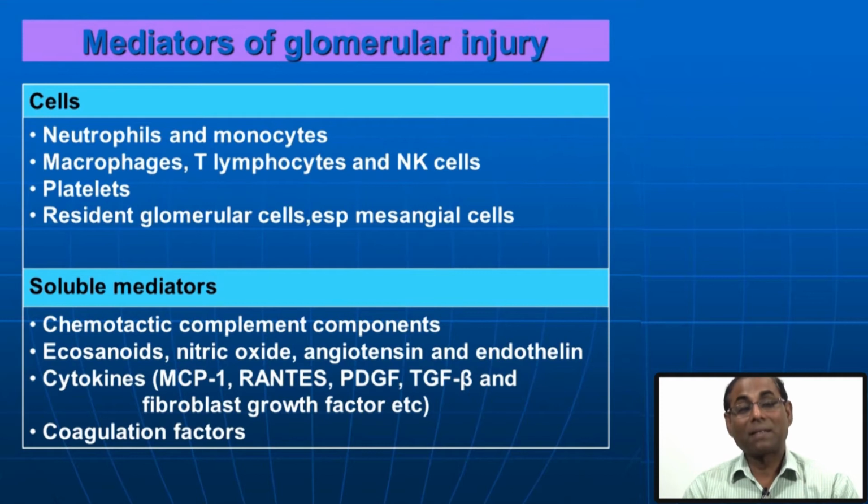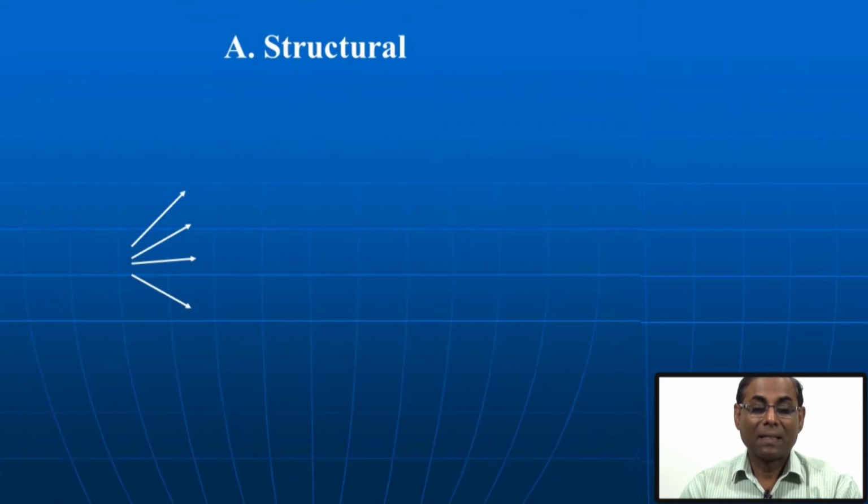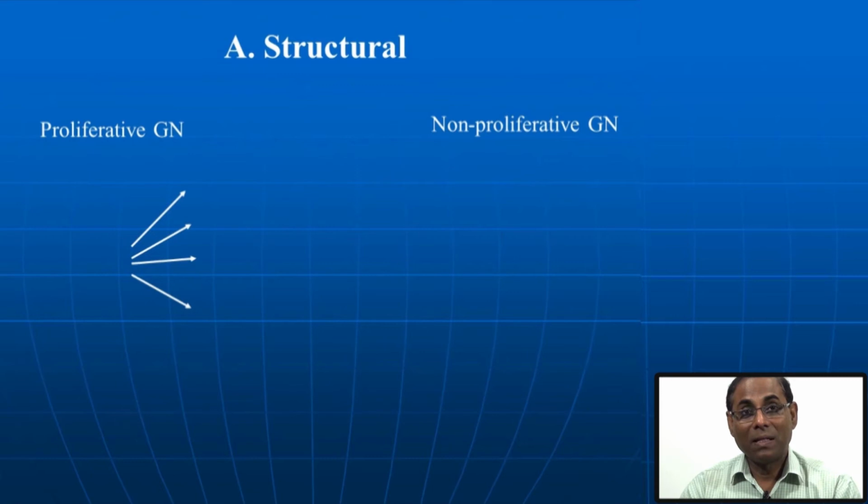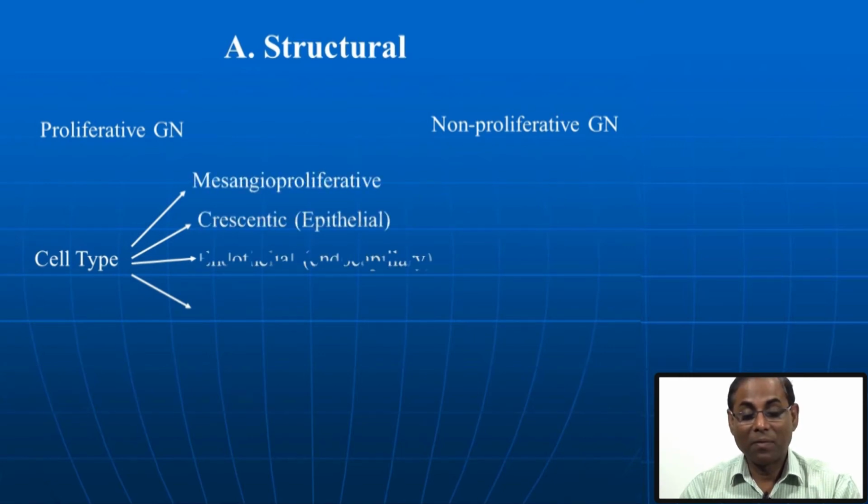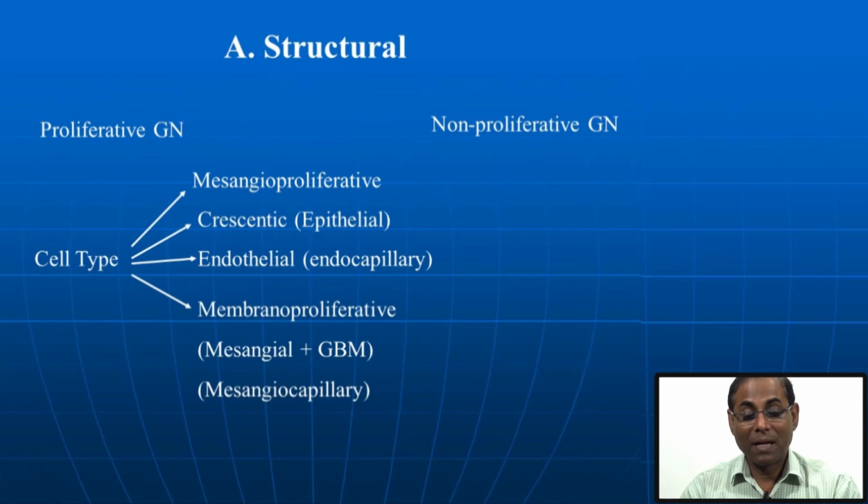Similarly, coagulation factors can be activated in pro-inflammatory conditions, and that can cause glomerular injury. Now, with this, let us come to the next phase, proliferative glomerulonephritis. As I mentioned in the introduction, you can classify proliferative glomerulonephritis according to cell types. So, there is mesangial proliferative glomerulonephritis, crescentic glomerulonephritis, which is mostly associated with podocyte proliferation, and then endothelial proliferation leads to endocapillary proliferative glomerulonephritis.